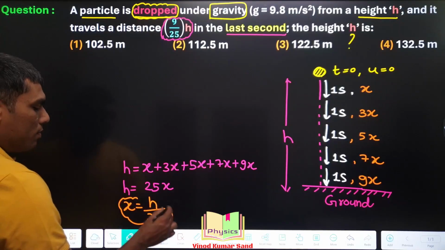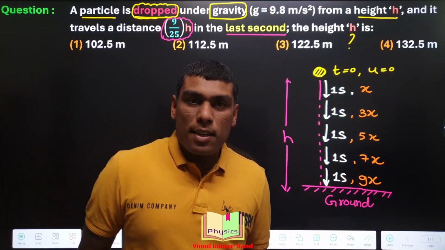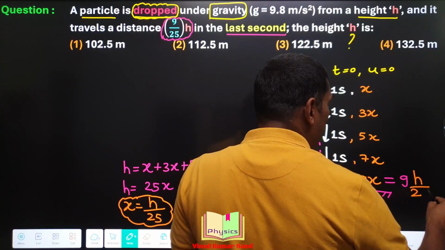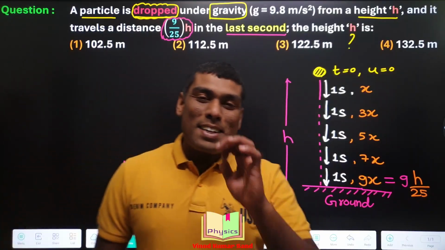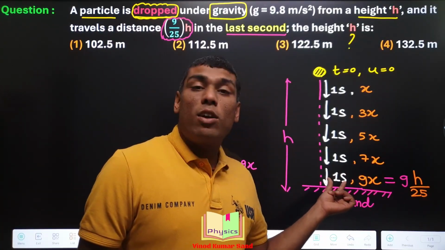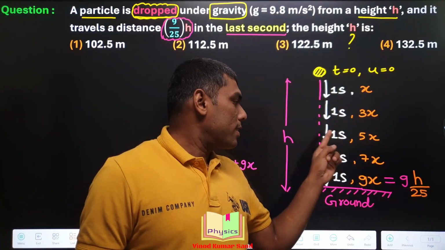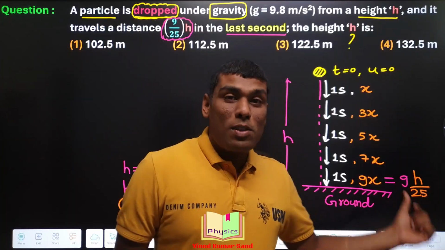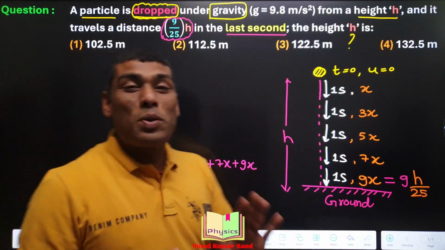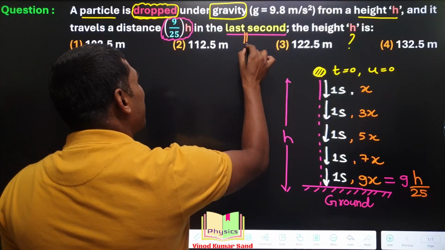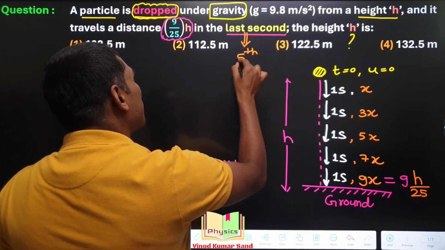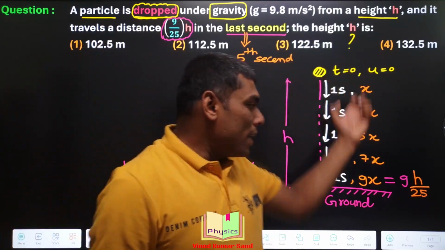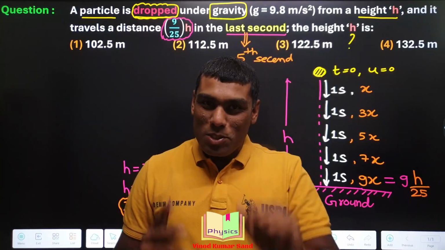Do you agree with this? Now putting this value of x here. This term is 9, and in place of x, we put h by 25. It means in the 5th second of its journey, first second, second second, third second, fourth second, fifth second, the particle travels a distance of 9h by 25. So the last second for this calculation is actually the 5th second. It means the particle remains in air for a total of 5 seconds.